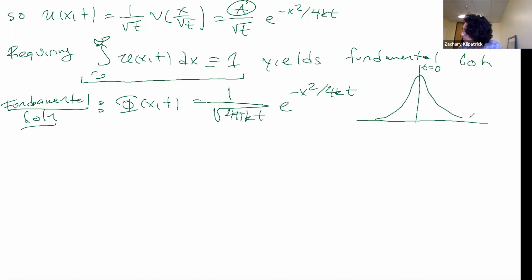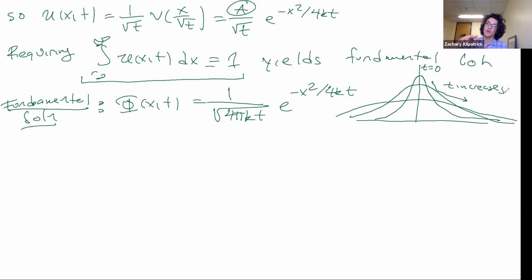Okay, so this is our t equals 0 solution. This is t slightly beyond 0. This is t further beyond 0. And it smooths out more and more as time goes on. So as t increases, you get a smoother and smoother solution over time. Sorry, this is x, and then this is our phi of x,t.